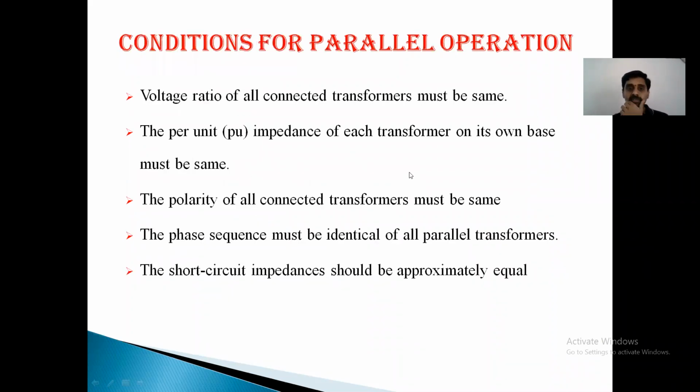So what are the conditions for parallel operation? Voltage ratio of all connected transformers must be same. That is the first condition. Per unit impedance of each transformer on its own base must be same.